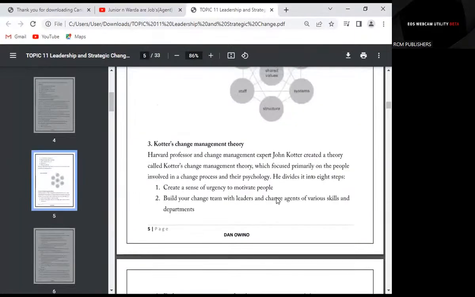According to Kotter's model, a Harvard professor and change management expert, John Kotter, created a theory called Kotter's change management theory, which focused primarily on the people involved in a change process and their psychology. He divides it into 8 steps. The first one is creating a greater sense of urgency to motivate our people. So what happens there? The manager needs to understand.